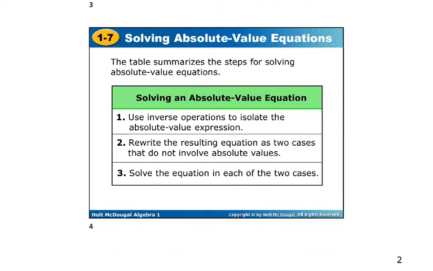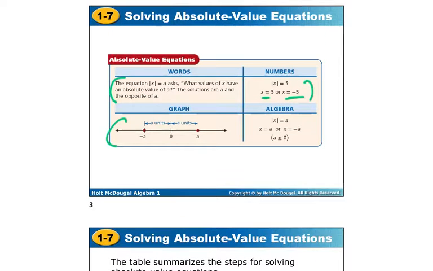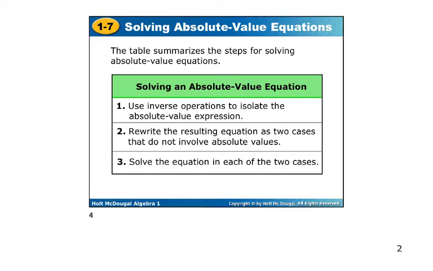So in order to solve this, because of course we're in our solving chapter, we're going to end up having something like this statement up here, where absolute value of x equals a, or absolute value of x equals 5, and we're going to have to solve it. So there's going to be something like 5 plus 4, or whatever. So we're going to use inverse operations first, in our first step, to isolate the absolute value expression. Okay, so we're going to isolate the absolute value versus just the variable, like we did in our last lesson.